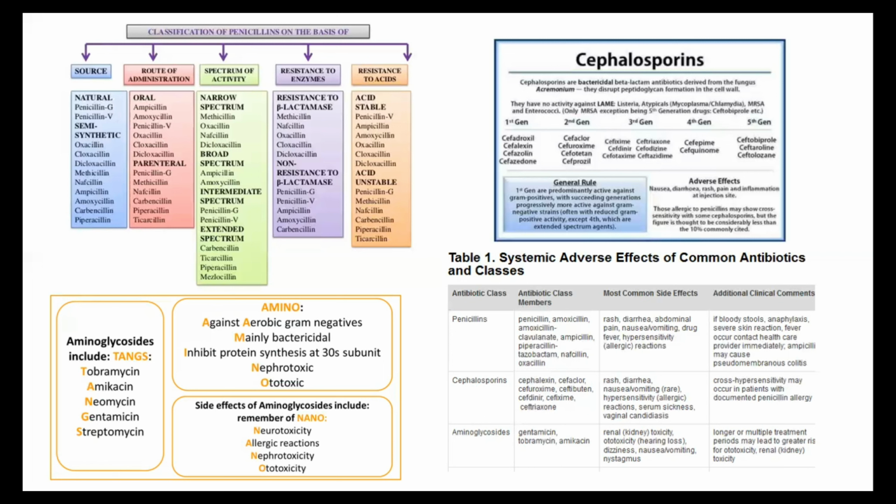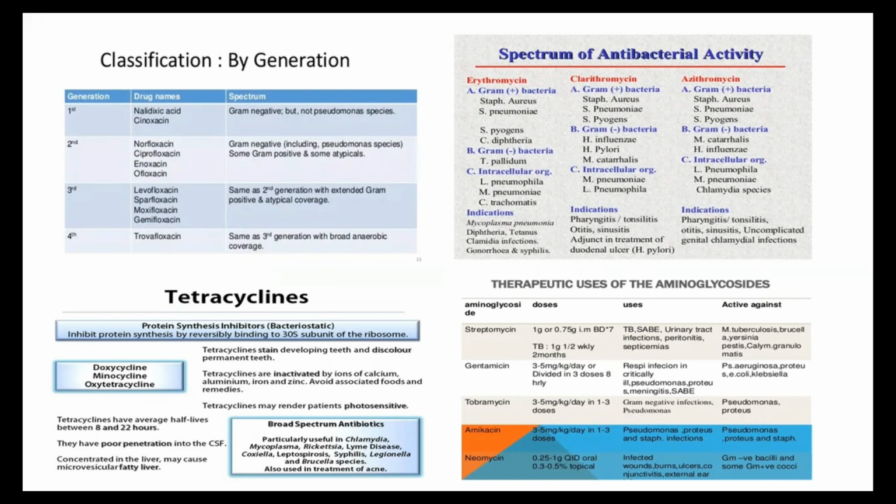Classification by generation. First generation of fluoroquinolones includes nalidixic acid. Second generation includes norfloxacin, ciprofloxacin, ofloxacin. Third generation includes levofloxacin, moxifloxacin, gemifloxacin. Fourth generation is trovafloxacin. First generation covers gram-negative but not Pseudomonas. Second generation covers gram-negative including Pseudomonas, some gram-positive, and some atypicals. Third generation is the same as second with extended gram-positive and atypical coverage. Fourth generation is the same as third with broad anaerobic coverage.